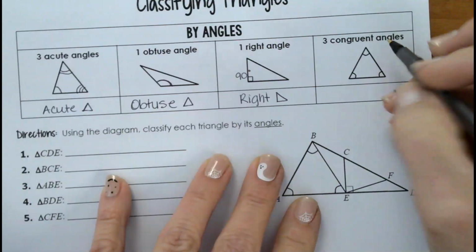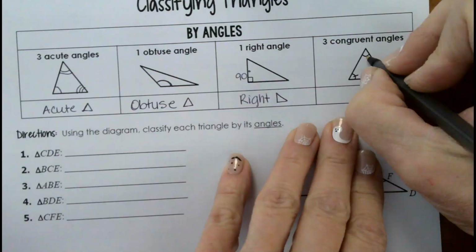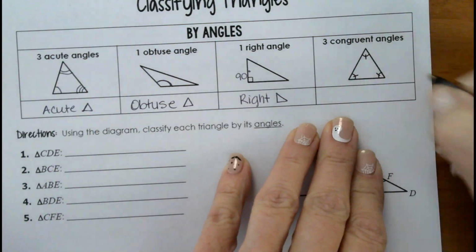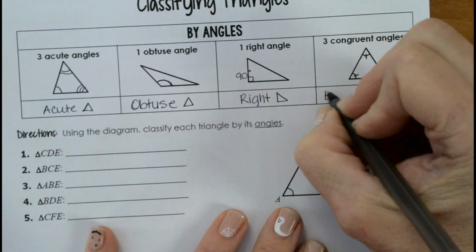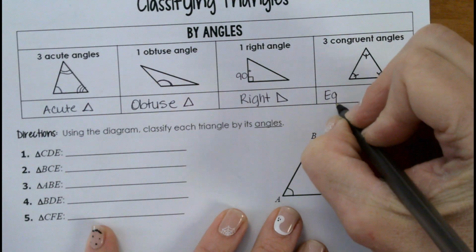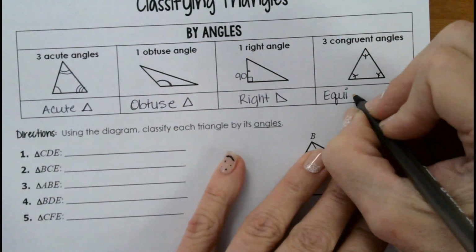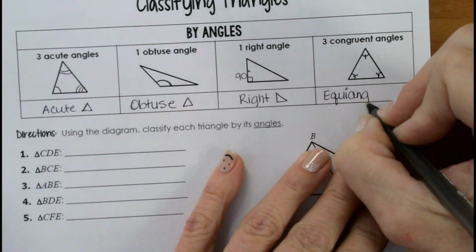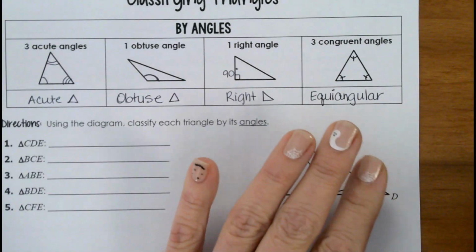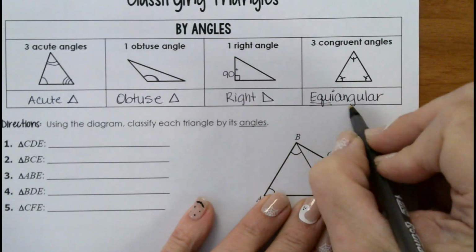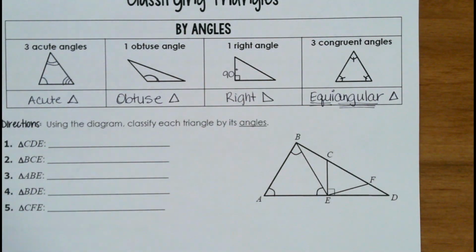And then when your triangle has 3 congruent angles, when all of the angles are the same, that is an equiangular. Equi meaning equal, and angular. Okay, equiangular, so equal angles. That's what that word means.